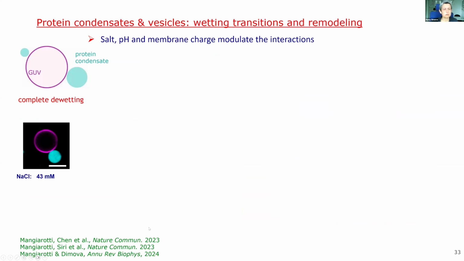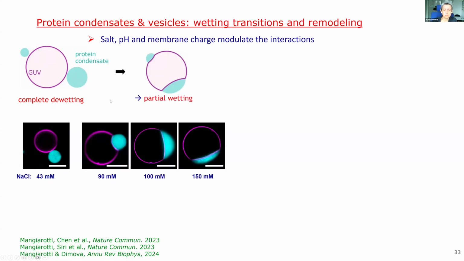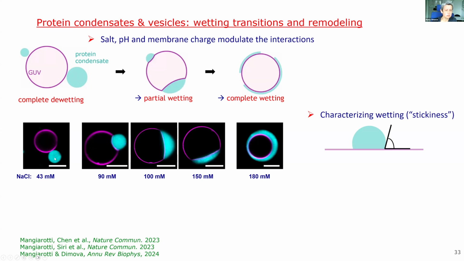And in our group, what we are trying to understand is this wetting and these interactions of condensates and membranes. And the way we do it is by using giant vesicles and protein-rich condensates. And if you bring these two objects together, if they don't interact, you can talk about something like complete dewetting, which can change dramatically if you're changing the conditions in your system. So here we were changing the salt concentration. So you go from complete dewetting to partial wetting, where the condensate sticks to the membrane, to complete wetting, where it completely spreads over the membrane.